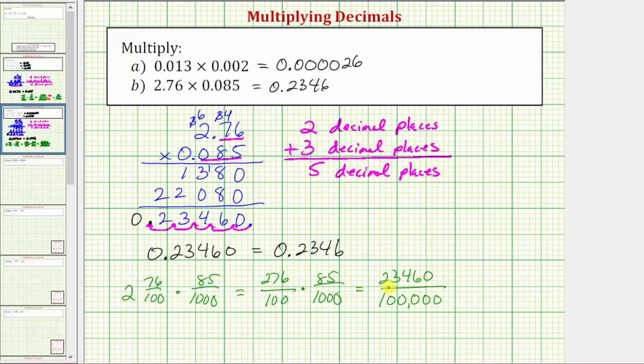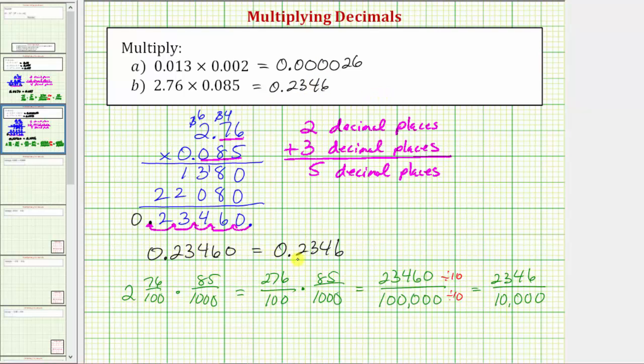So notice in this form, 23,460 hundred thousandths is this decimal, but notice how we can simplify this fraction by dividing the numerator and denominator by 10. If we do this, notice how we do get 2,346 over 10,000, or 2,346 10,000ths, which as a decimal is 0.2346. Looking at the place values, we have the tenths, hundredths, thousandths, and 10,000ths. This decimal is 2,346 10,000ths.